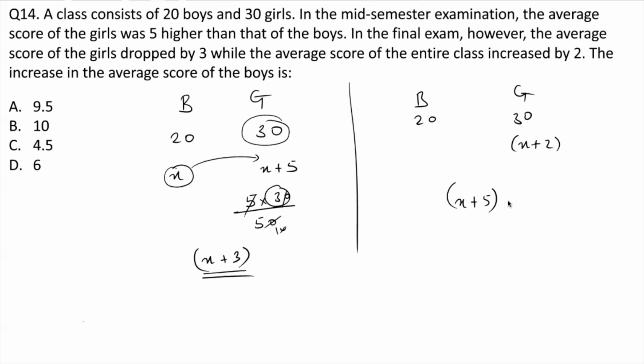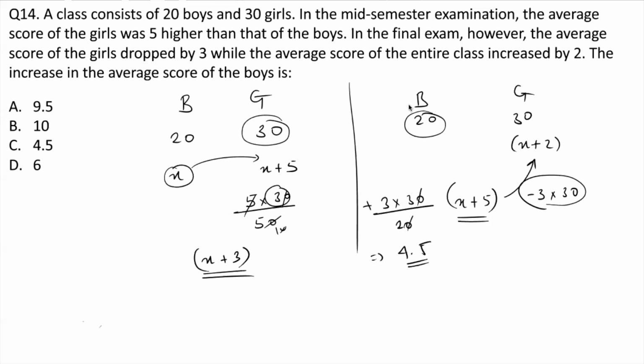Now, we observe that every girl has a deficit of 3 from the average. Like that, there are 30 girls. To compensate, we must have the same excess with the boys. Plus 30 into 3, and that will be contributed by 20 such boys. So every boy basically contributes an excess of 3 into 30 divided by 20. This will be 4.5. That means the average score of the boys has an excess of 4.5 from the average. So the new average score of the boys is x plus 5 plus 4.5, x plus 9.5. So the increase in the average score of the boys is 9.5, option A again.